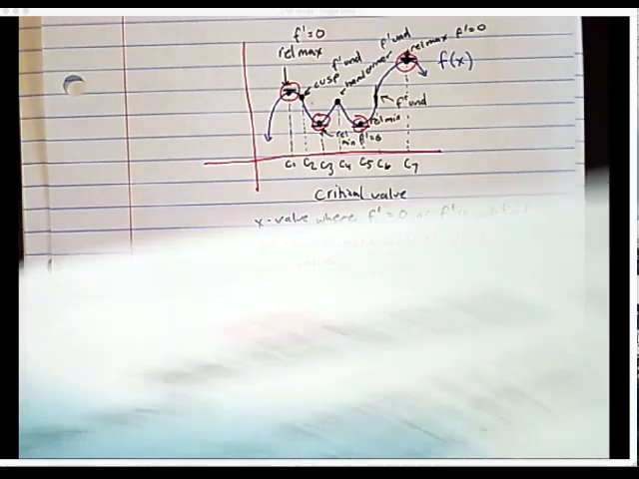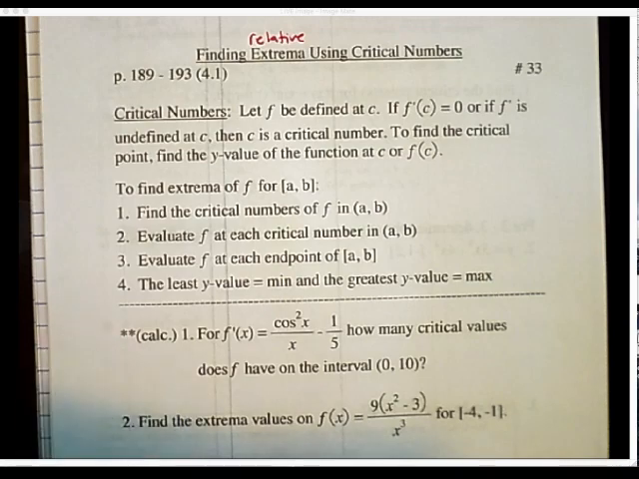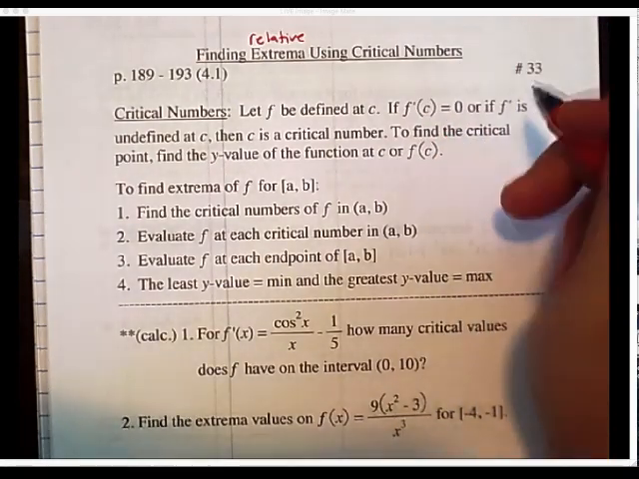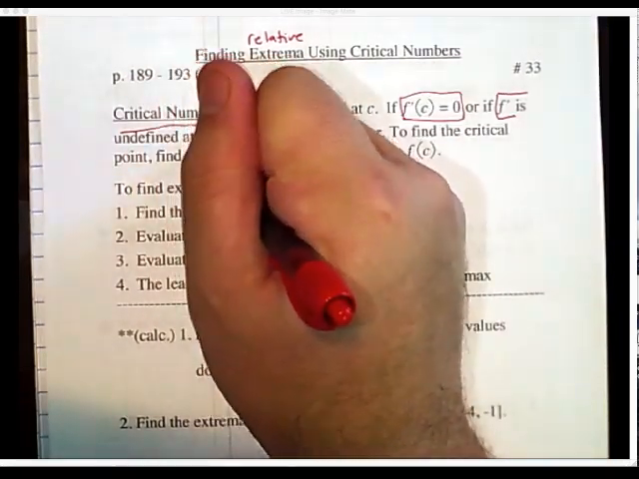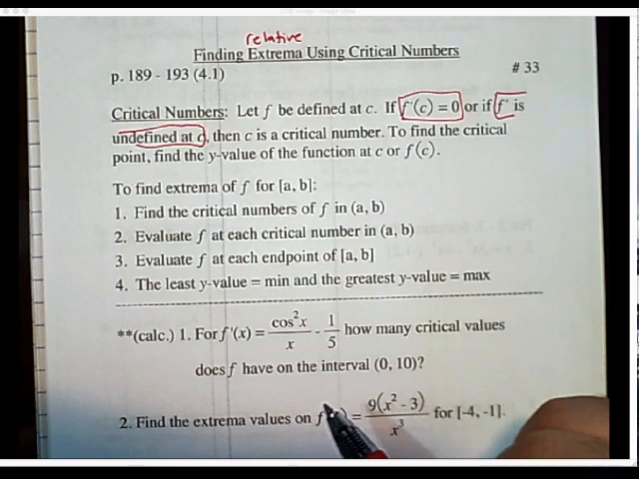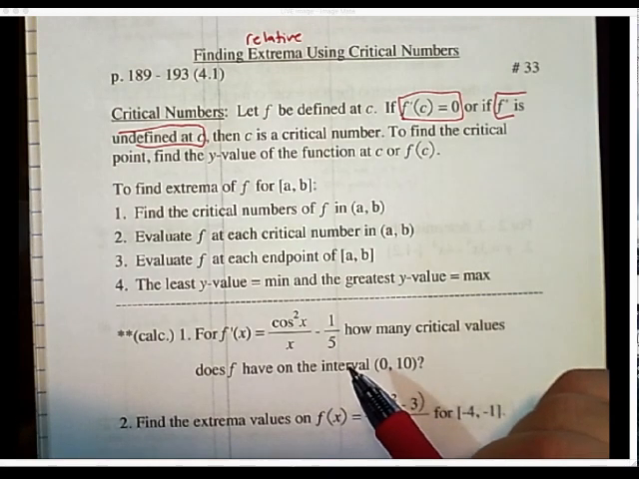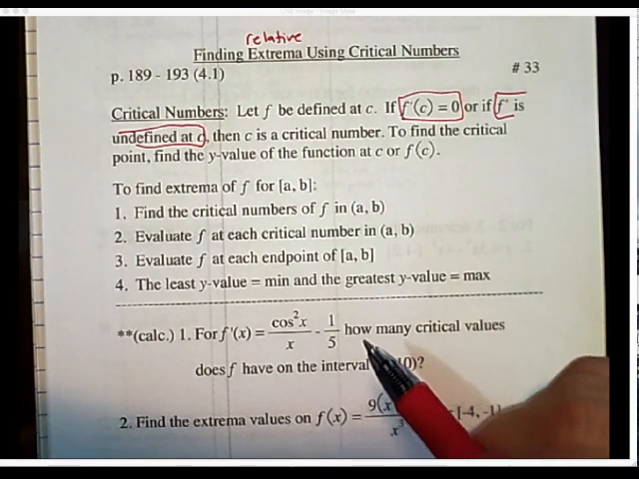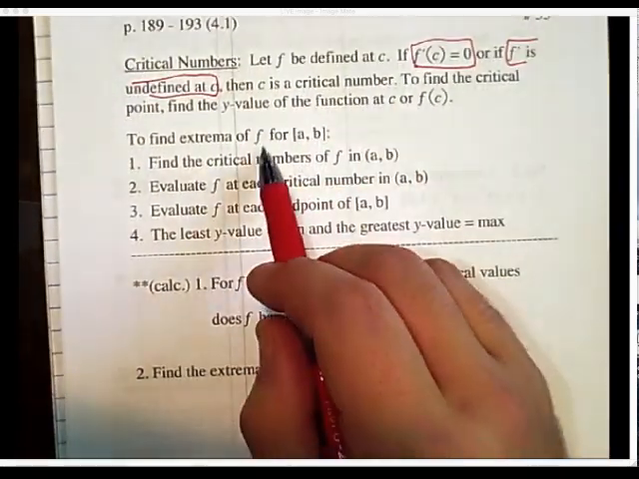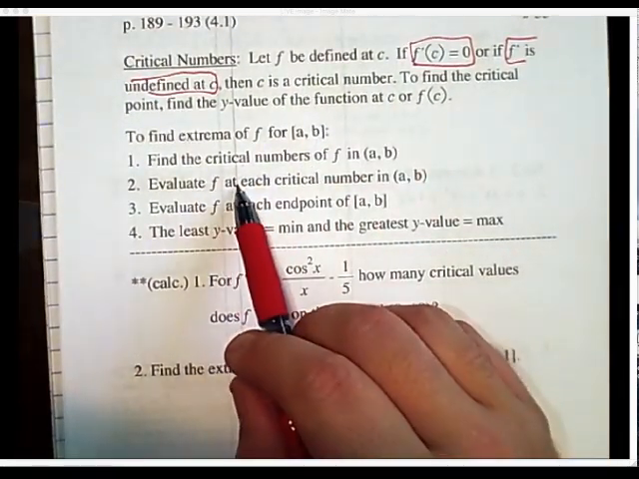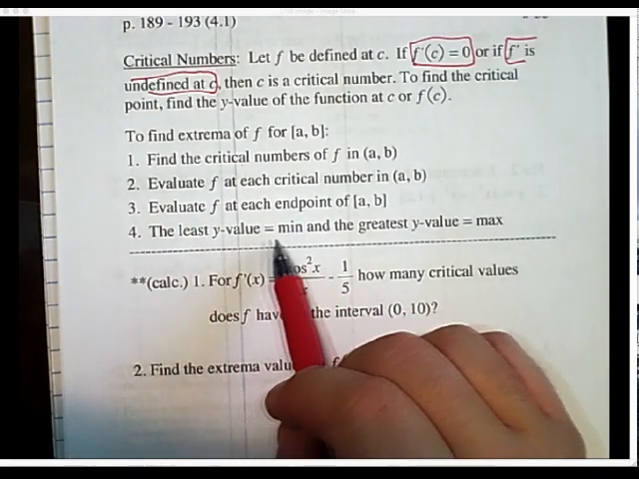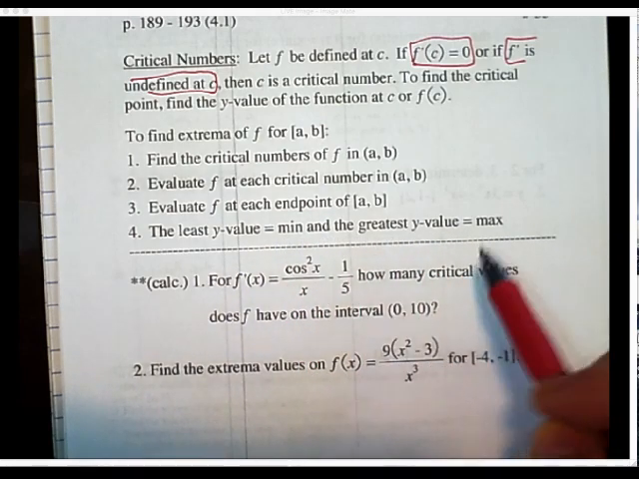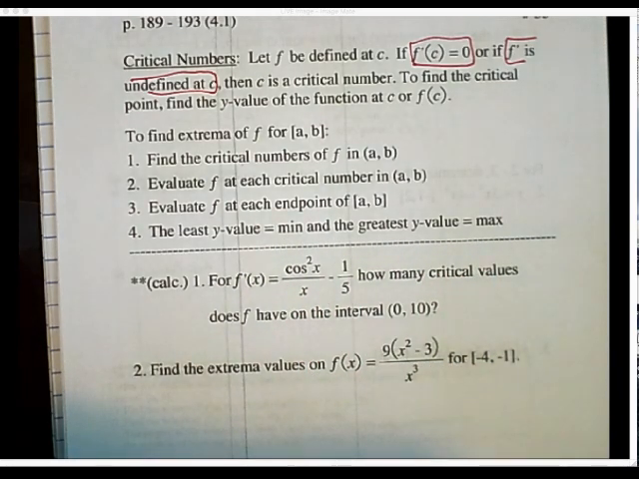So let's read some of these notes here. It says if the derivative equals 0 or if f prime is undefined, then c is a critical number. To find the critical point, find the y value of the function at c, or f of c. To find the extrema of f, find the critical numbers, evaluate f at each critical number, evaluate f at each endpoint, and the least y value equals the min and the greatest y value equals the max. So we're going to do some examples.